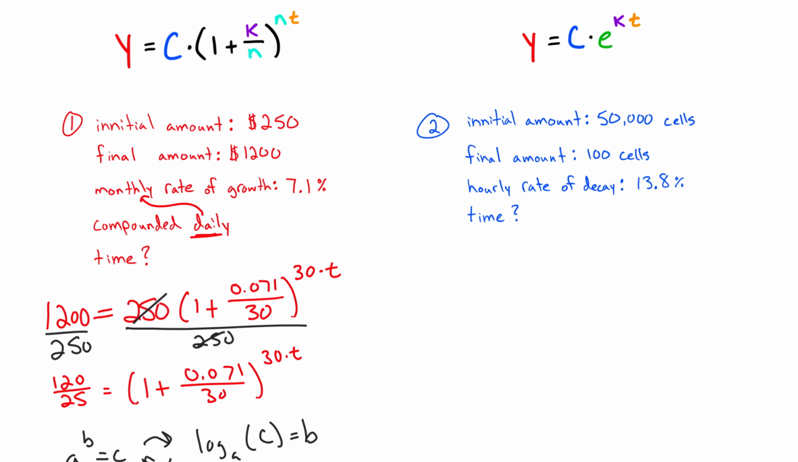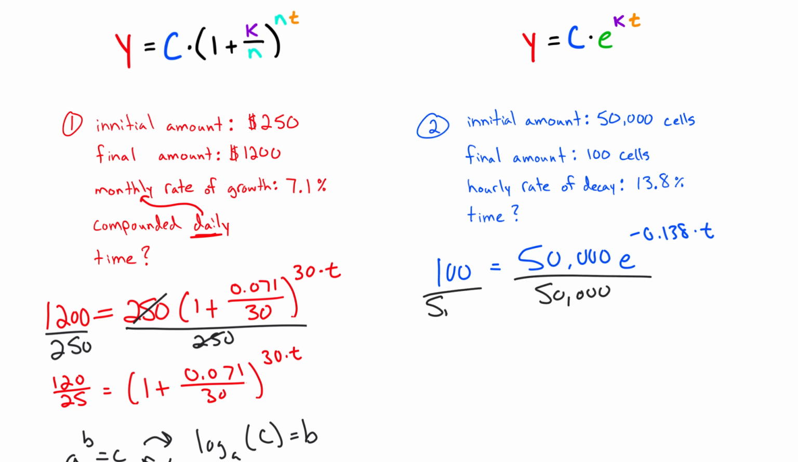So in my equation, I started off with 50,000 cells. It's going to be times e to the rate of decay, which is negative because it's decay, 0.138 times t, because I don't know how long I'm leaving it, and that's going to be equal to 100. The process on how I solve this is no different than problem number 1. It's just the numbers work out a little bit nicer. Divide both sides by 50,000. Those will cancel, and you'll get 1 over 500 is equal to e to the negative 0.138 t power.